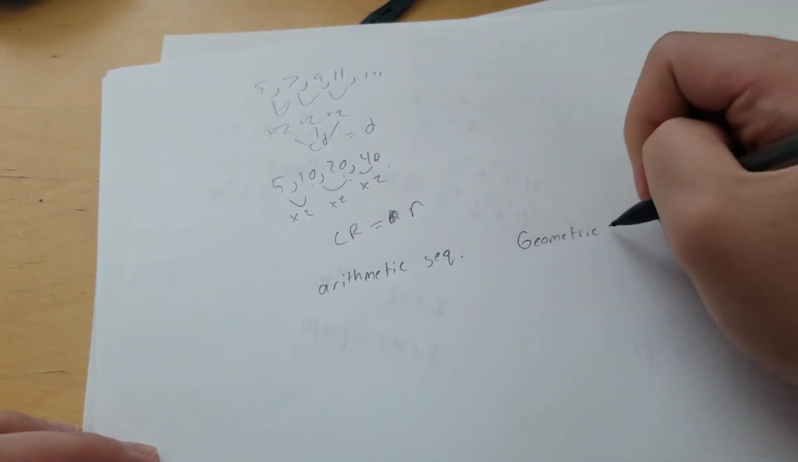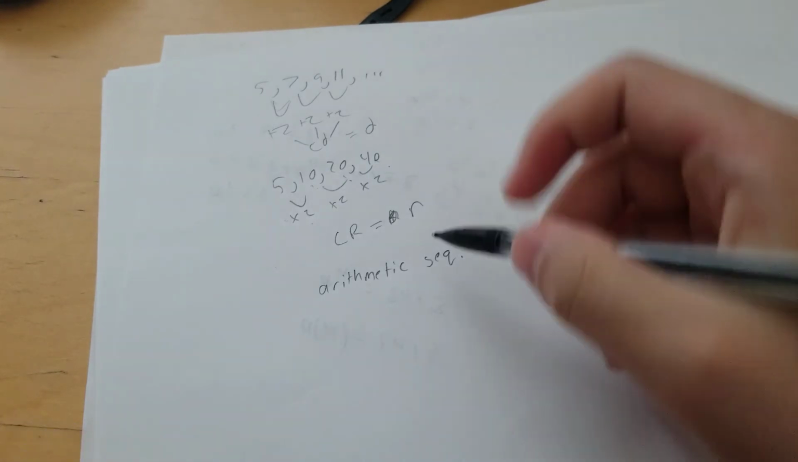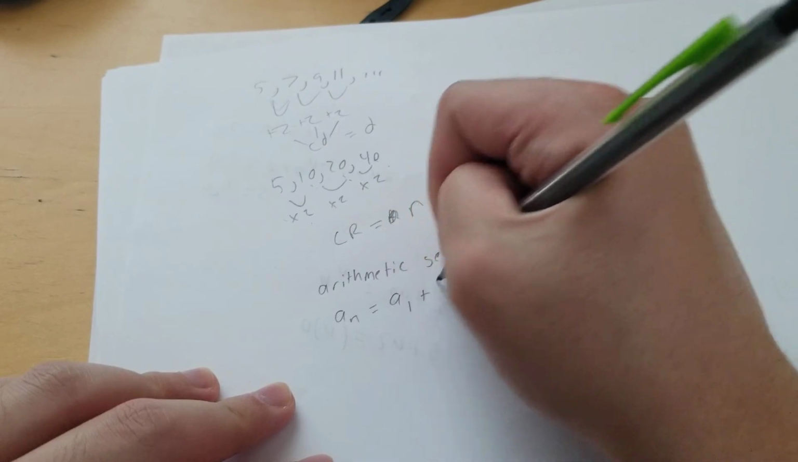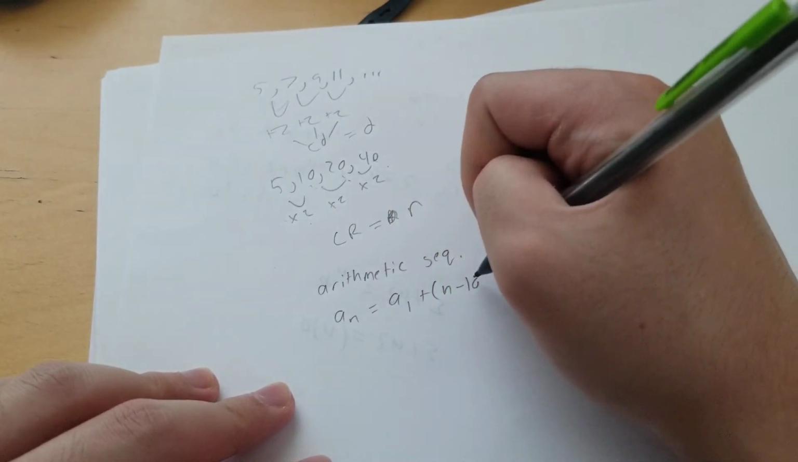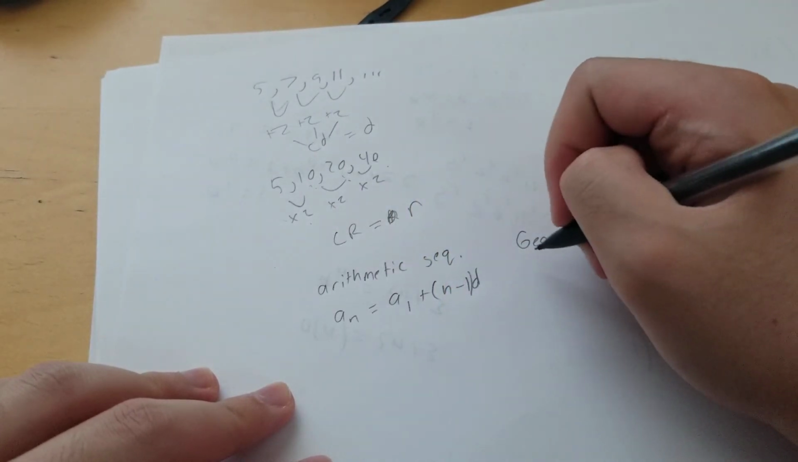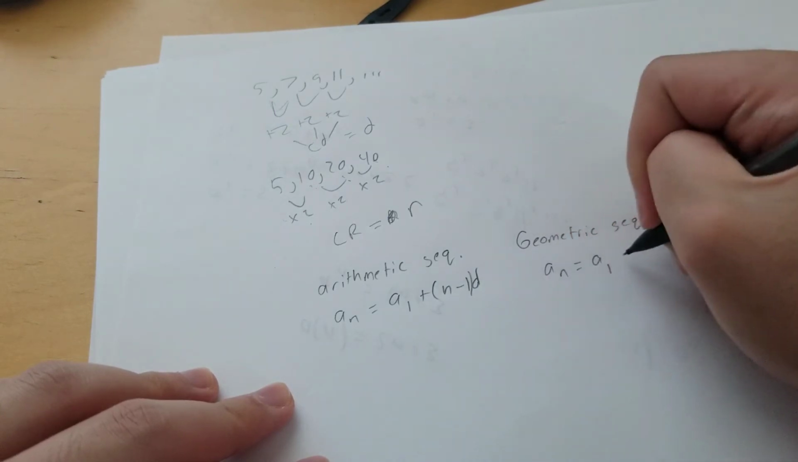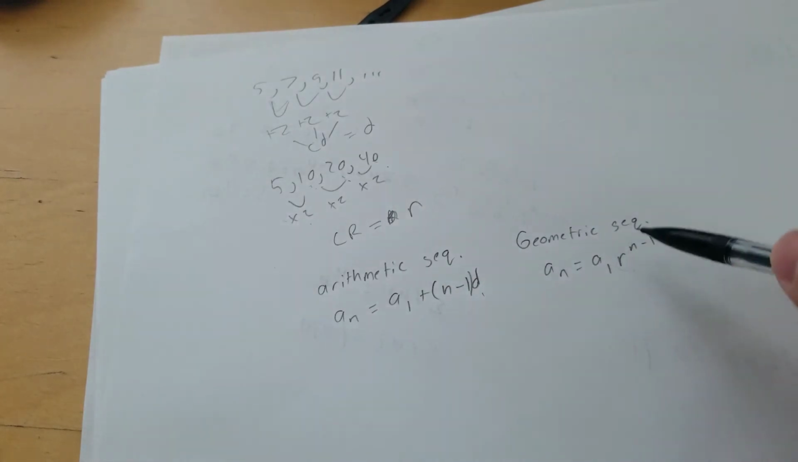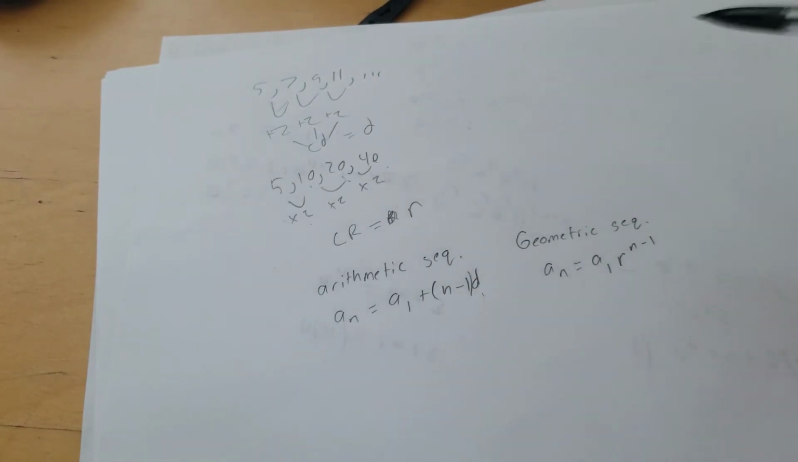So, geometric, arithmetic, geometric, and our formulas. For arithmetic, an equals a1 plus n minus 1 times d. And for geometric, an equals a1 times r to the n minus 1, where d is the common difference and r is the common ratio.